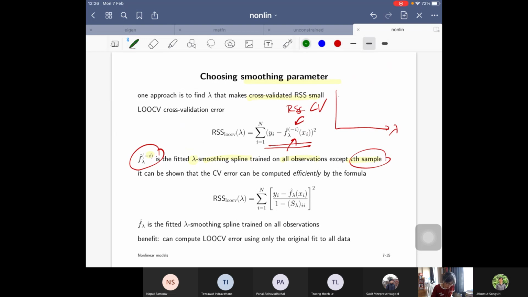Okay, and again, you look at the curve, and you see if there are optimal values of lambda that minimize the cross validation error.